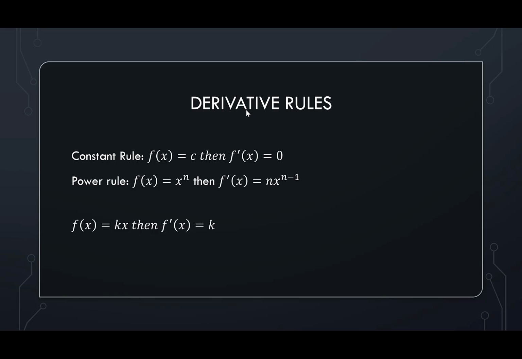I'm throwing on a third line here, which is a specific case of the power rule. So this says if f of x is k times x, then the derivative of f will just be k. So if I just have one x, x is just going to go away, and I'm going to keep the constant. I feel like students do better when I have this as a third rule, but it really is just a really specific case of the power rule.